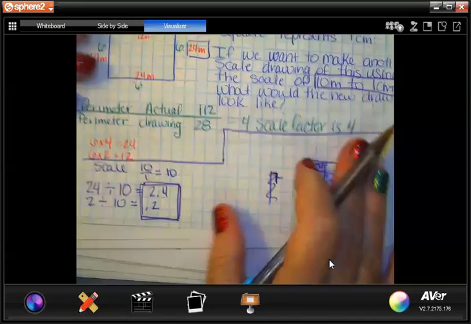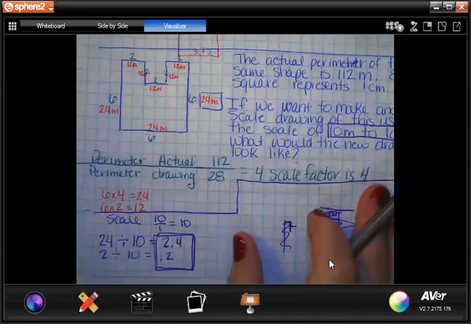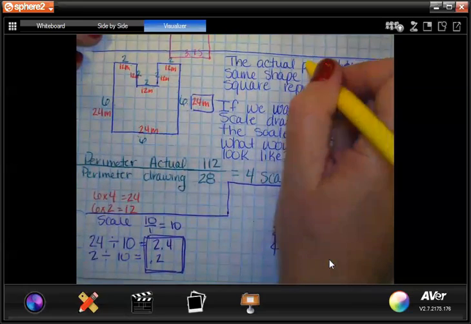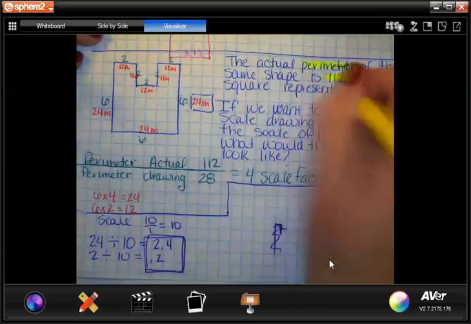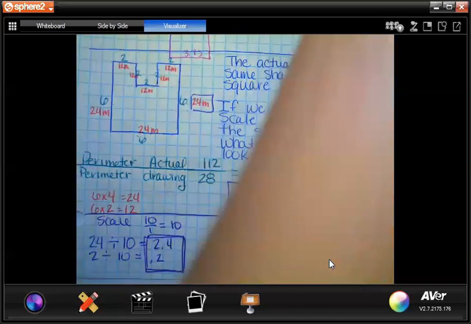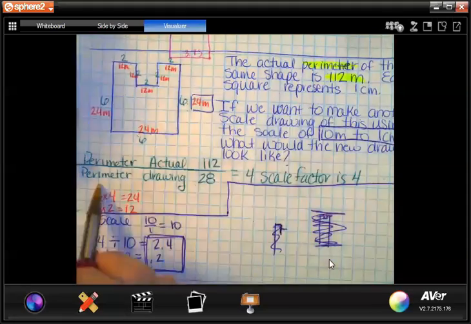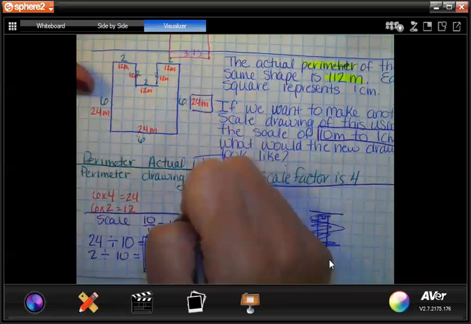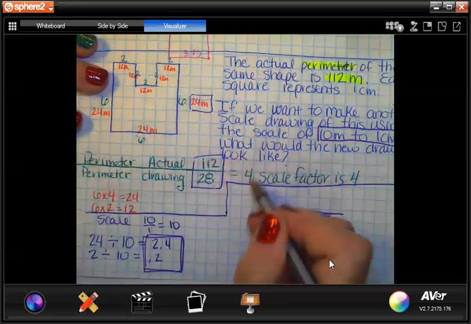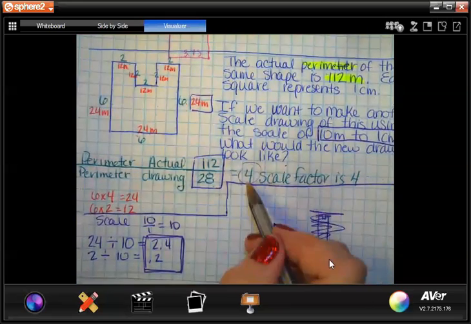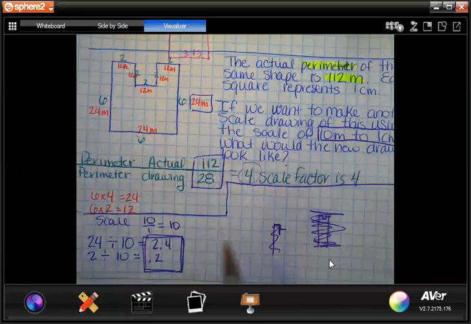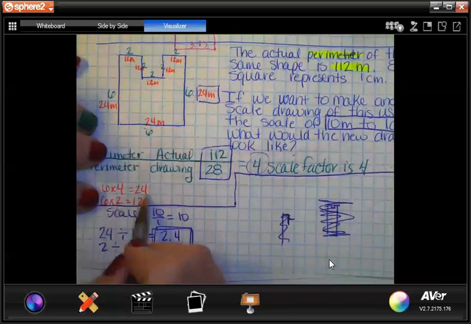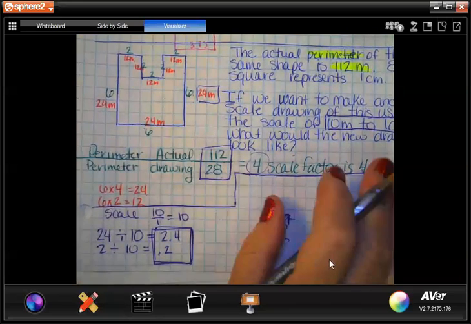So again, what we did is for this problem, the only information that they gave us originally is that the perimeter was 112 meters. Okay, so we found the perimeter of the drawing by adding up all the sides, and we got 28. 112 divided by 28 comes out to be 4. So our scale factor is 4. To find the actual, we took each side and multiplied it by 4. And that's where Mrs. Parkin made her mistake.